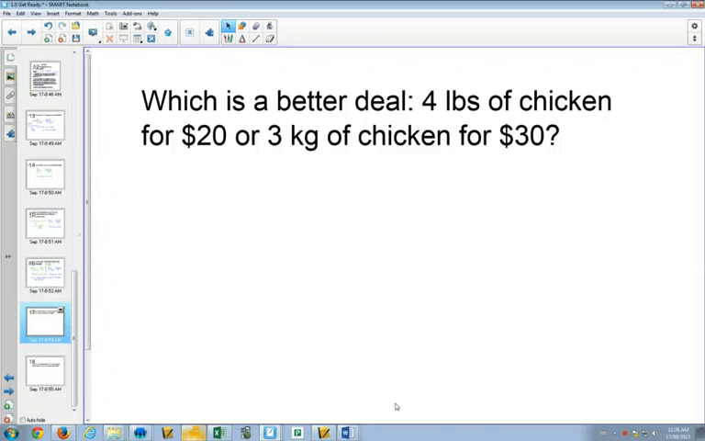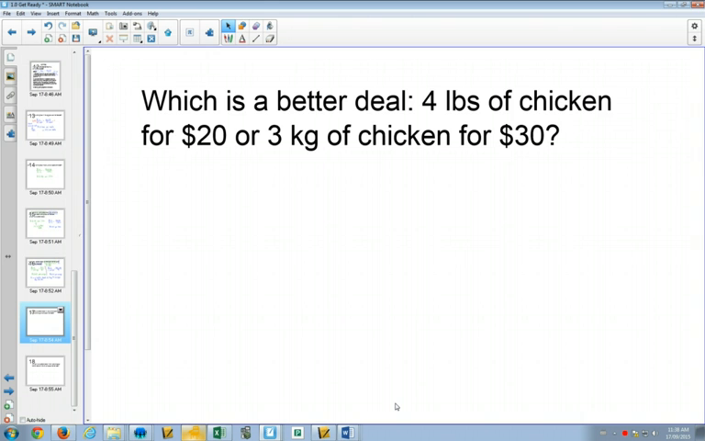So here we're trying to figure out a better deal, but the one price for chicken is using kilograms. The other price for chicken is using pounds. So the first thing that we're going to have to do is figure out, what do we want our unit price to be? Do we want it to be price per pound or price per kilogram?